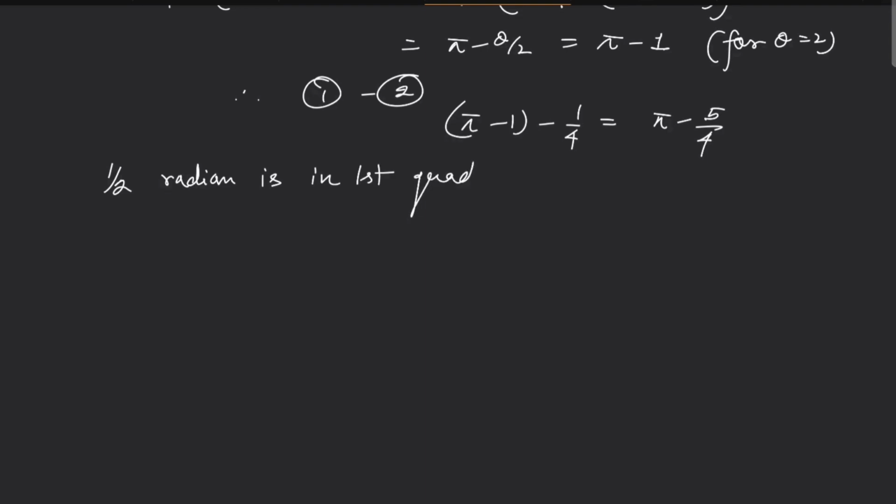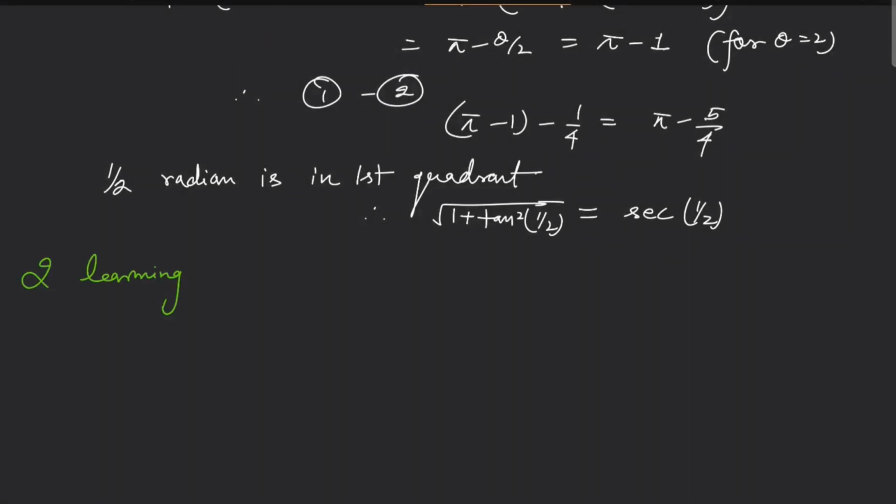Now for the second part, it is 1 by 2 radian. So 1 by 2 radian is already in the first quadrant. So in the first quadrant, under root 1 plus tan square 1 by 2 can be written as sec 1 by 2. So we don't need to do anything in the second part.